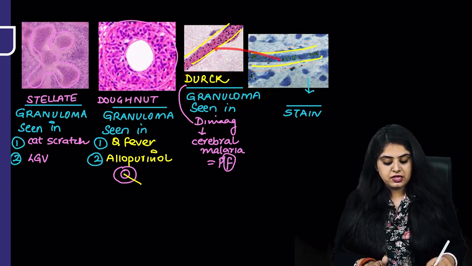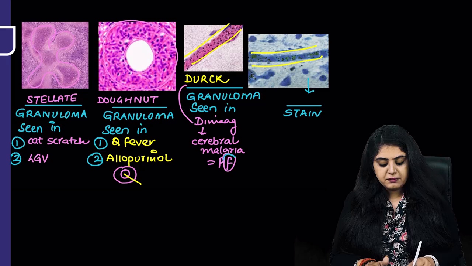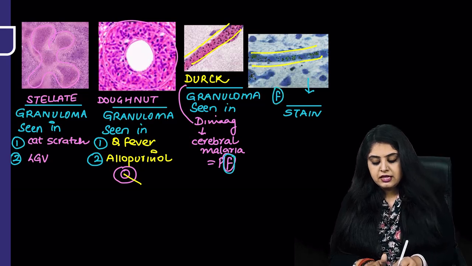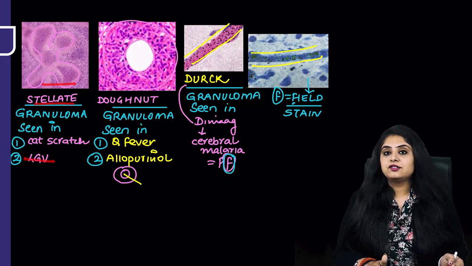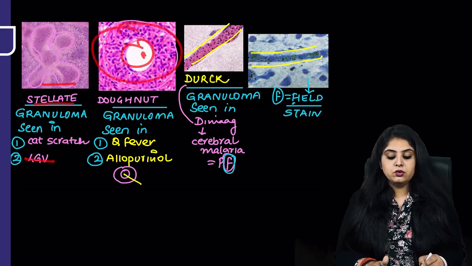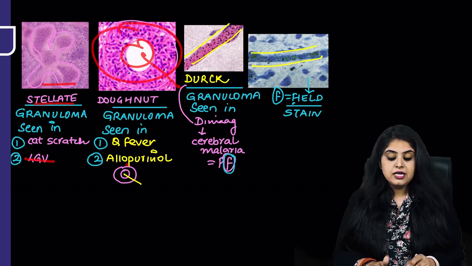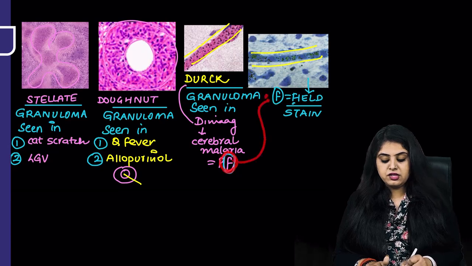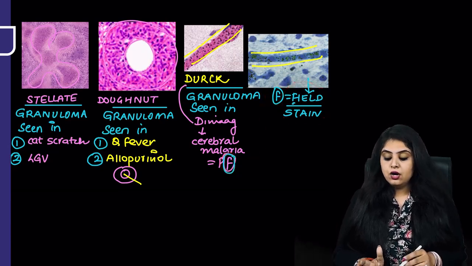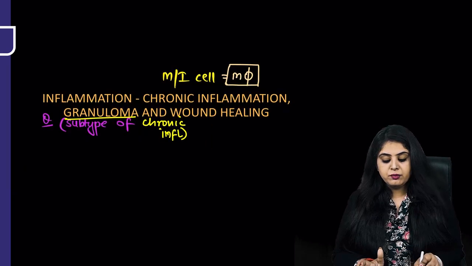What is the special stain? So remember, for falciparum, the special stain is going to be the Field stain, and that is what I have given you as a blue color picture over here. So star is stellate, cat scratch and LGV, donut looks like a donut, so Q fever and allopurinol, Dürck granuloma, Dimag, cerebral malaria caused by falciparum, special stain for falciparum is the Field stain. All the chronic inflammations and granulomas are done for you.